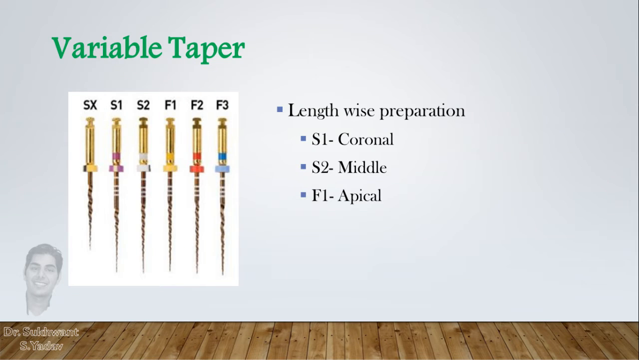Now, variable taper files prepare the canal in a lengthwise manner. That means S1 will prepare the coronal third mainly, as the file is manufactured in a way that the taper is less in the apical and middle part while it is quite high in the coronal part, which gives a sudden increase in width in the coronal part. In the same way, S2 prepares the middle third and F1 will prepare the apical third. You can further enlarge the apical third with F2 or F3.